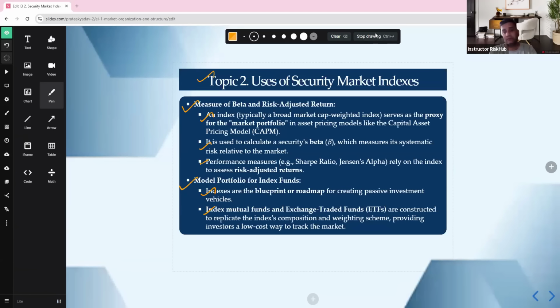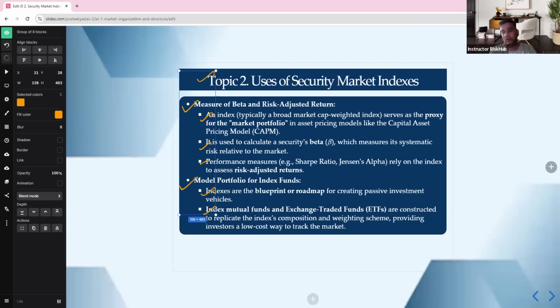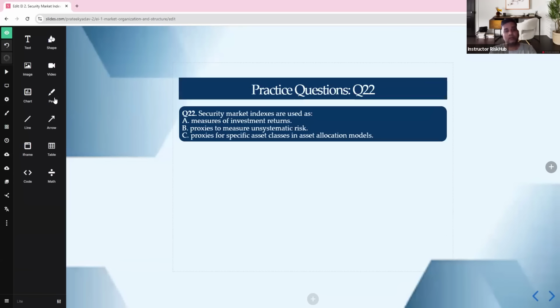Then we have your practice question number 22, right? Security market indexes are used as what? Right, measures of investment returns? Not precisely, right? So that is very, very important.